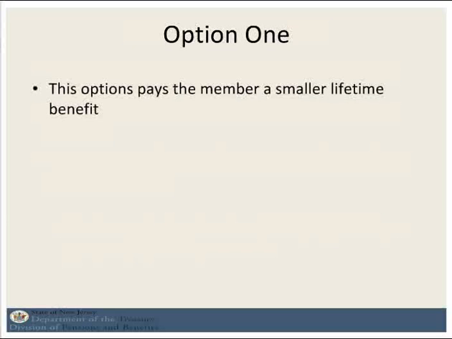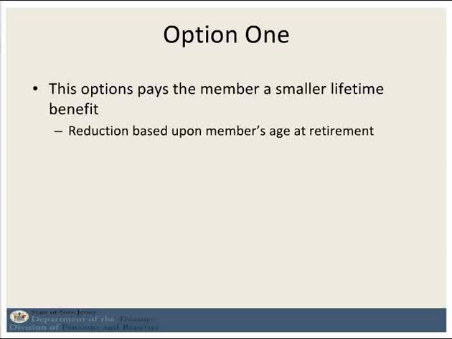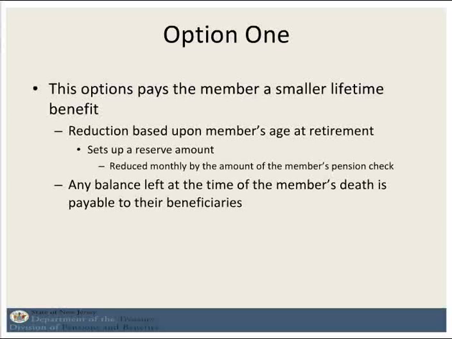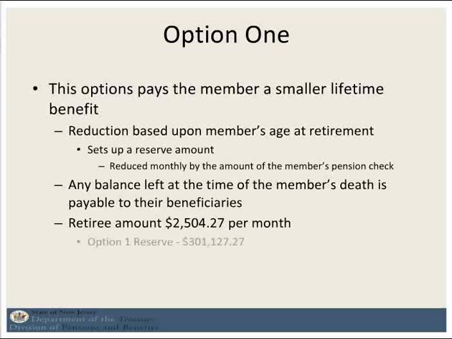Option 1 will pay a smaller lifetime benefit to the member. We will take a reduction based on the member's age at retirement and set up a reserve amount, also based on the member's age at retirement. With option 1, the member will also collect a lifetime benefit, and any balance left over at the member's death will be paid to their beneficiaries. Typically, this reserve lasts about 10 years, depending on the member's age at retirement. For our example here, the amount that will be paid each month under option 1 is $2,504, and the option 1 reserve starts at $301,127.